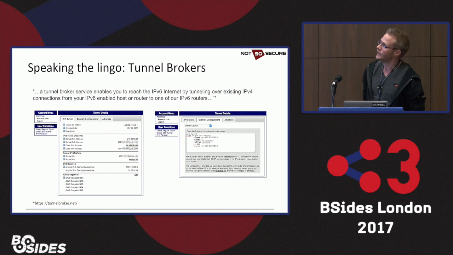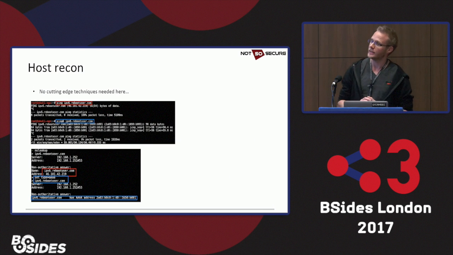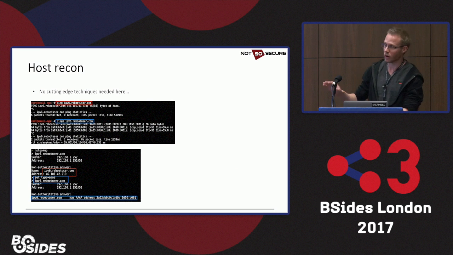Okay. It is worth noting, if you do use this, you are passing traffic through an unknown property, so just be aware of that. Now, in my case, I'm with BT. They do kindly present me with a global IPv6 address, so I didn't have to worry too much about that. So I can go straight into my recon.